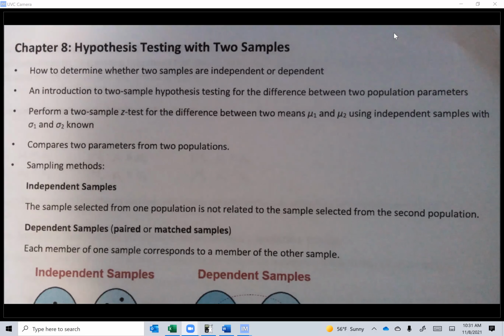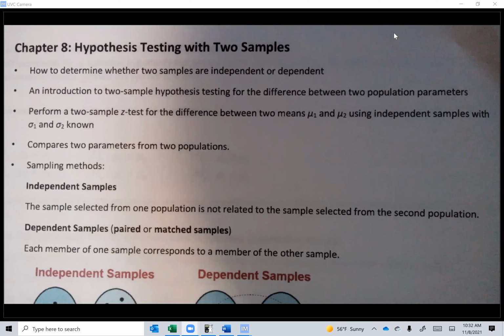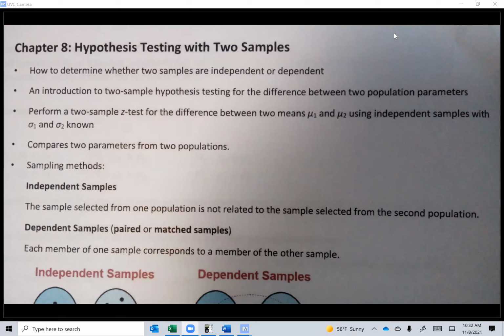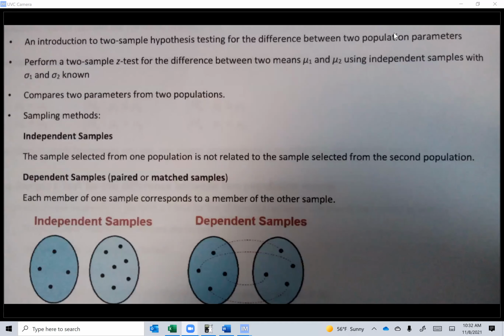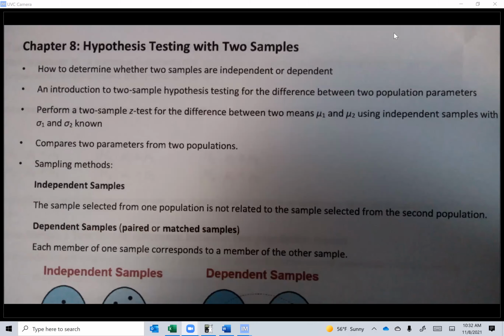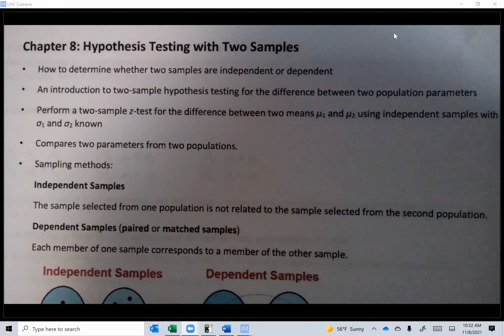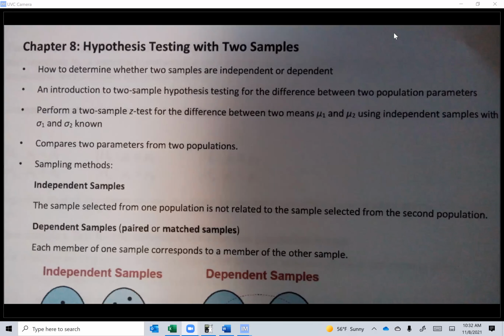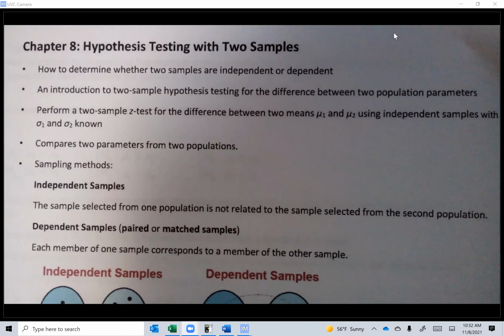You can see the title of chapter 8 is hypothesis testing with two samples. In chapter 7, you did hypothesis testing with one sample. So we're gonna do two samples. Here's what we're gonna learn in the first section: how to determine whether two samples are dependent or independent, an introduction, and how to perform the test.